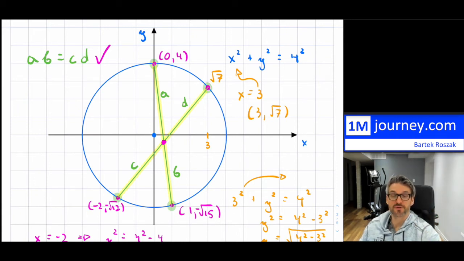So I'm going to first find the equations of the lines, and then we're going to find the intersecting point. So I'm going to see you right back, and I'll do that in fast forward fashion.